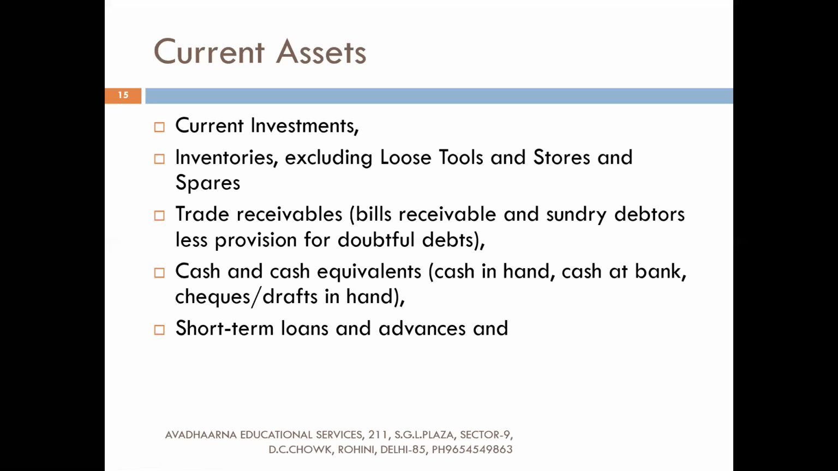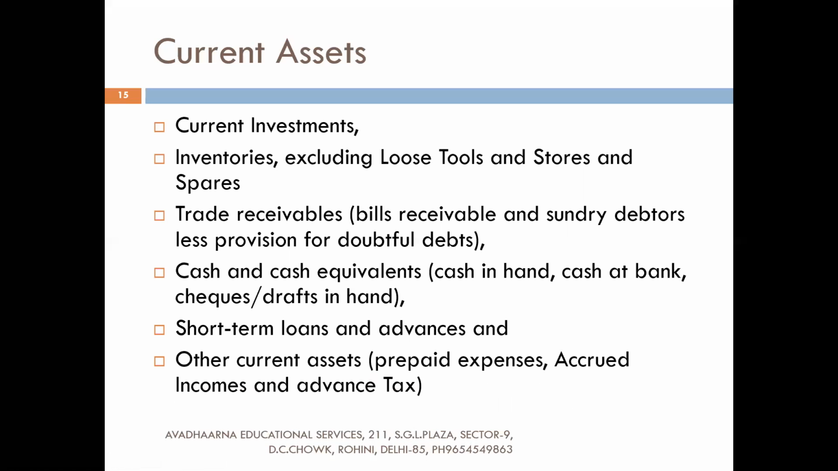Then short-term loans and advances, which the business firm has given to its subsidiaries, which the companies have given to their subsidiaries. And last is other current assets. Now, while calculating other current assets, the following current assets are included: prepaid expense, accrued income, and advance tax. Now, the sum total of all these are going to give us your current assets of the business.